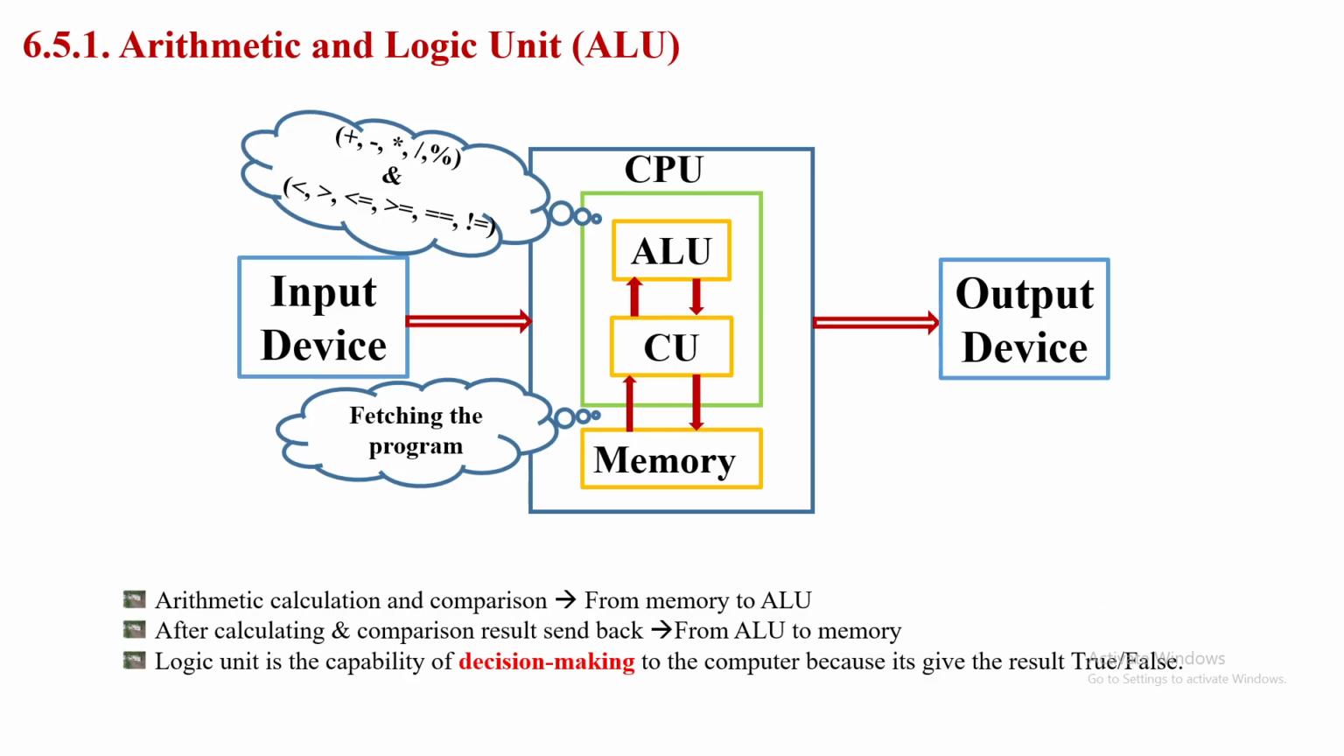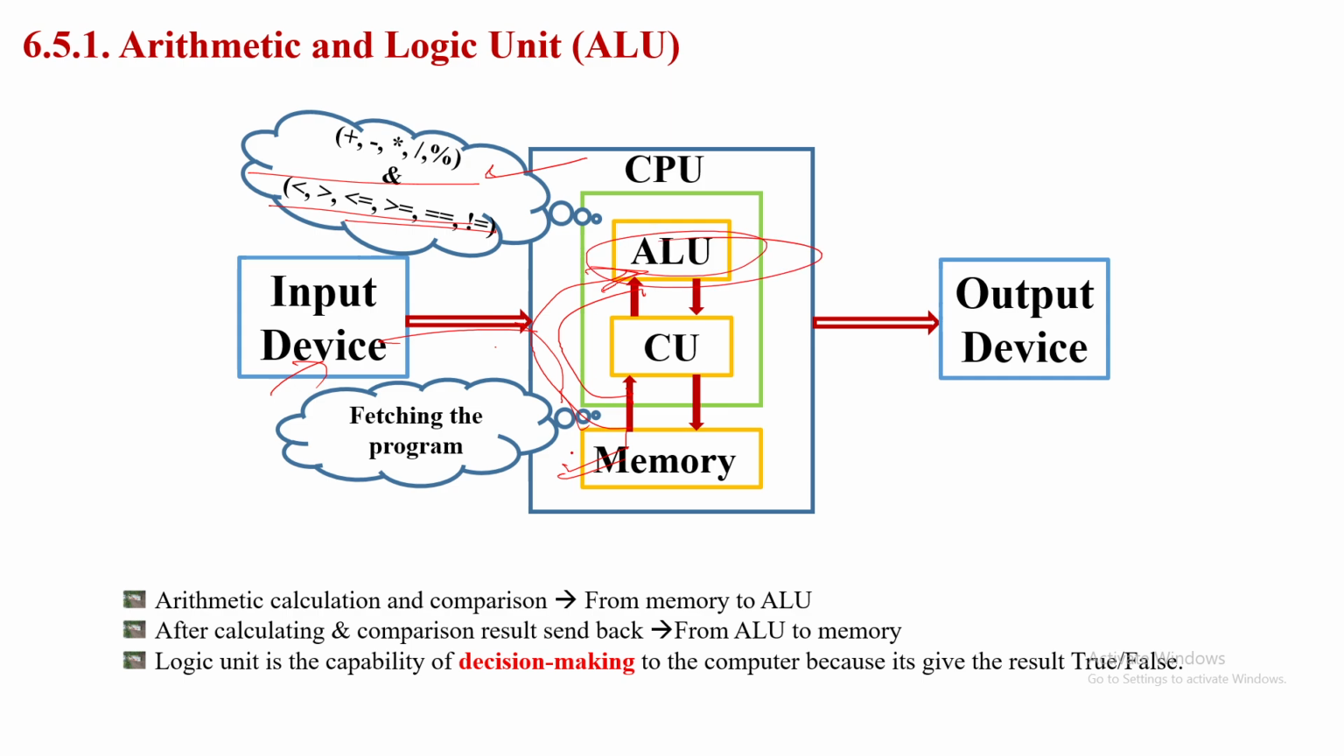Arithmetic and logic unit. These are the parts of the CPU. The first part is ALU, arithmetic and logic unit. What is the work? Through the input device it will accept the data, and this data will be sent to the memory, fetching this program, and the control unit we will see in the control part. Then afterwards it is sent to the ALU, from the memory unit to the ALU. For which purpose? For calculation, arithmetic operations, and comparison. These two parts will be done by the ALU.